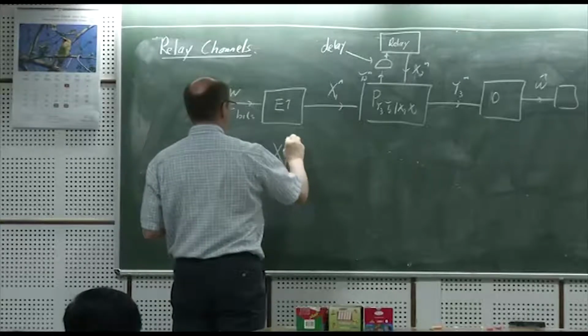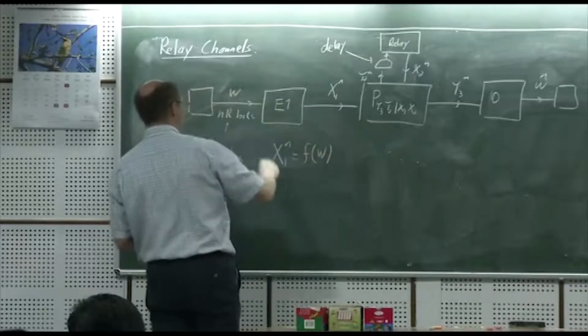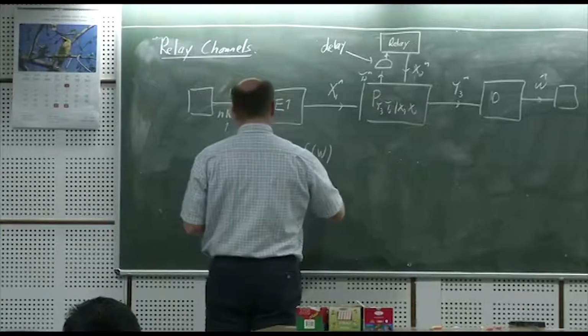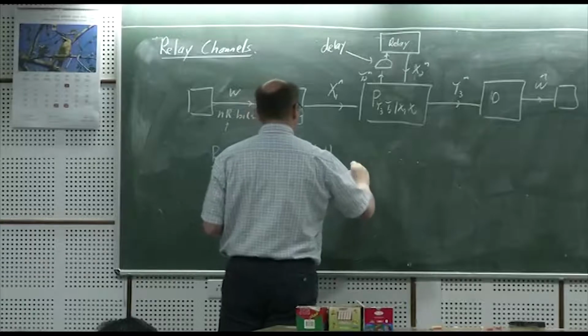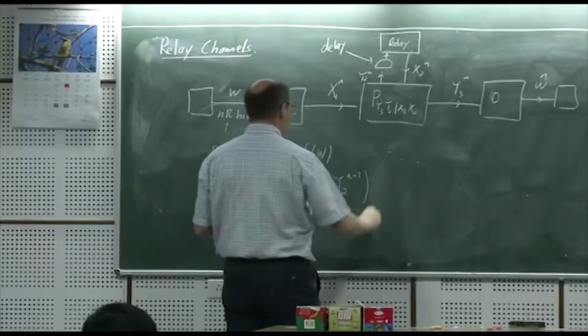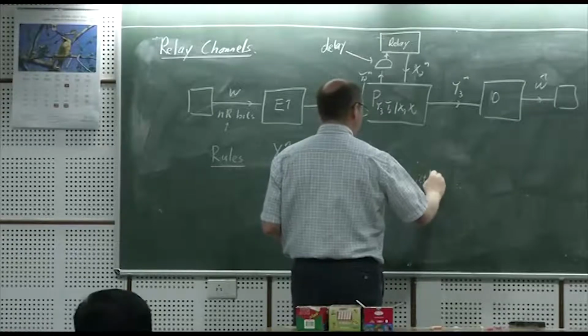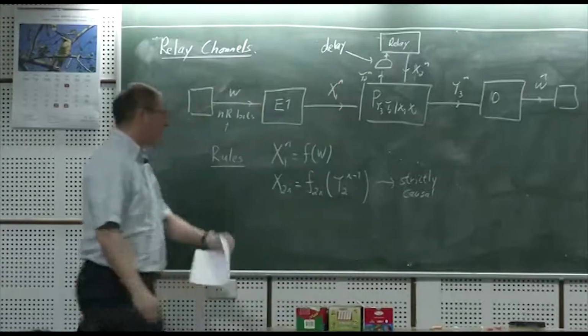Of course, x1^n is a function of w, so this can be chosen fully as a function of w. And the usual rule for the relay is that it's a strictly causal function. That's the usual rules of the game.